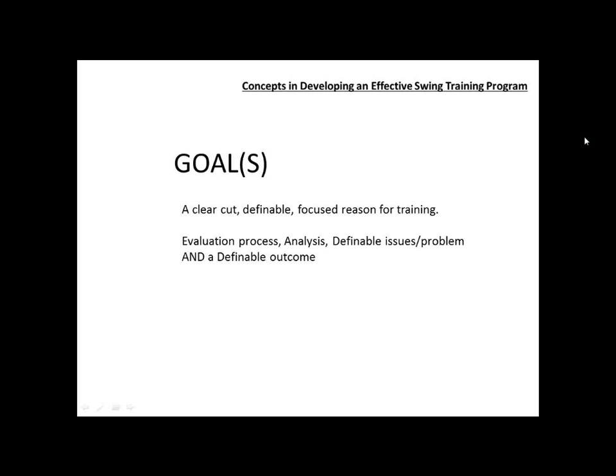So again, you have to have that goal, a clear-cut, definable, focused reason for training, and as a function of getting there, we have to have some sort of evaluation process, some sort of analysis of the data that's gathered, some sort of factual and structured way to define an issue and problem, and then create a definable outcome, and that's our goal. What are we trying to accomplish at the end of the day with this hitter? So that seems pretty straightforward, but that's absolutely crucial. If you don't start there, if you don't have some sort of systematic way to approach this, you've already essentially sunk your ship. You've really diminished your ability to make good progress with your athlete.